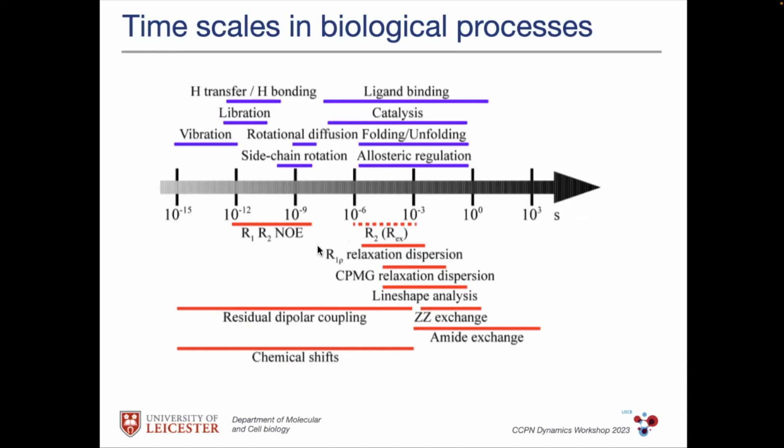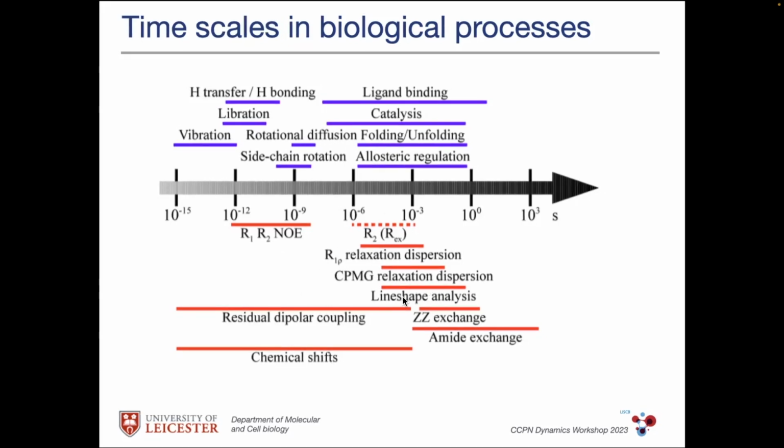So today we are only going to focus on these 3 rates, R1, R2, and NOE for the N15. But it's not limited to that. And like I said, the setup that we have will be very similar for doing other things later on, for example, with CEST or CPMG relaxation dispersion, any one of those other types of experiments.